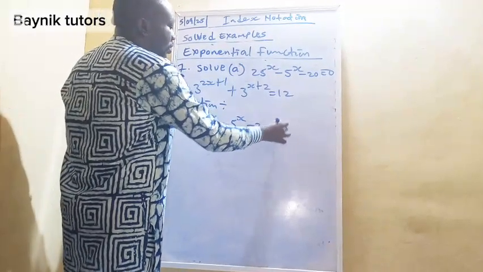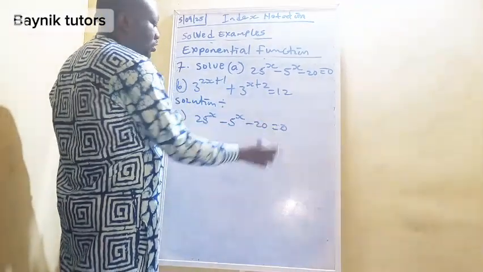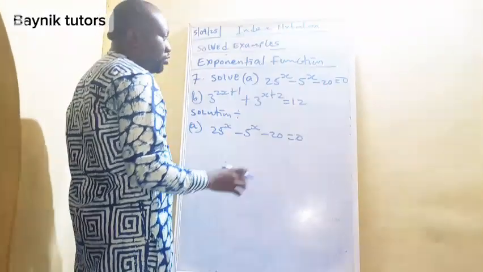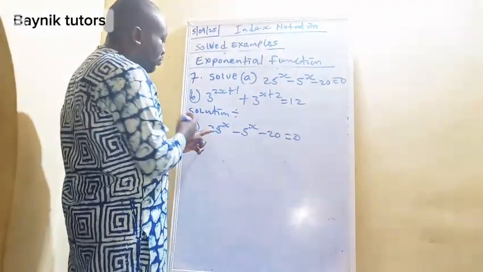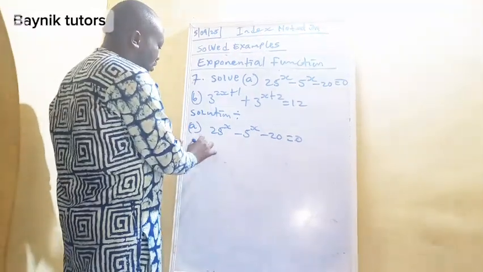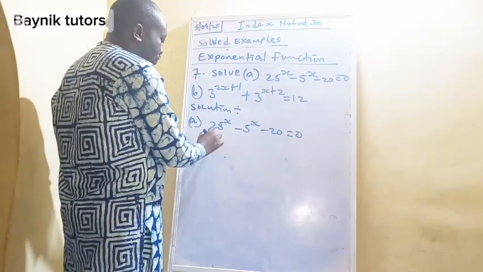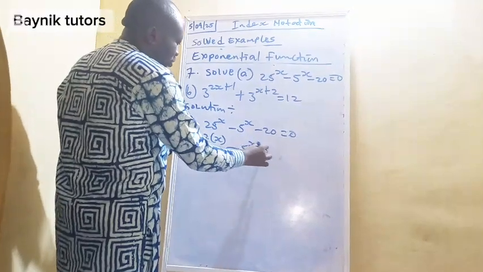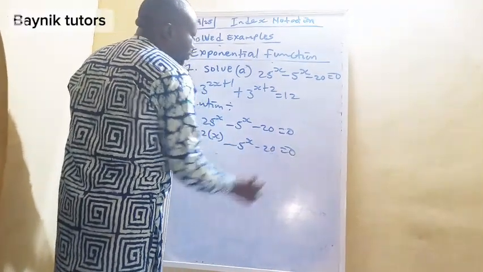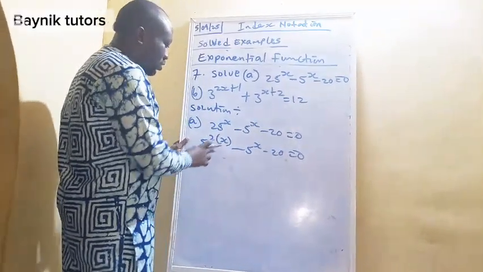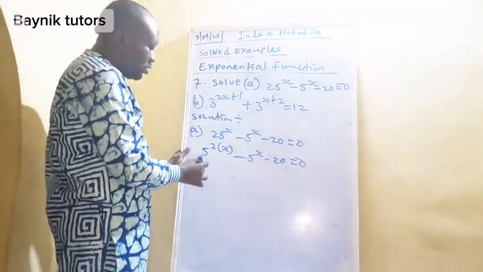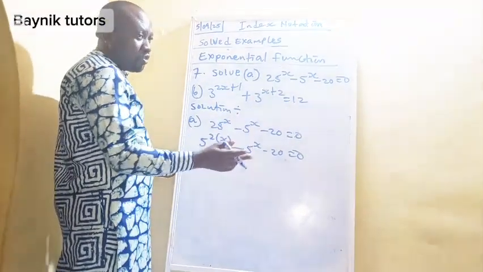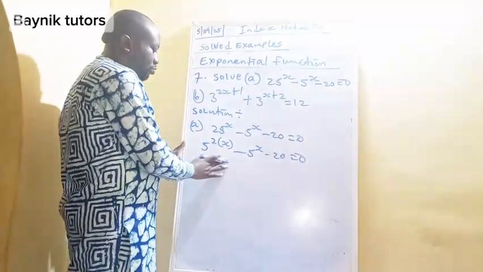Here, we are not just applying any laws of indices. First, we are doing a lot around exponential equations. So this 25 raised to the power x is written as 5 raised to the power 2, all raised to the power x, minus 5 raised to the power x minus 20 is equal to 0. In dealing with this, in our rearrangement, we have to bring x to the front. The reason why we are doing that, you will know later in the other method.